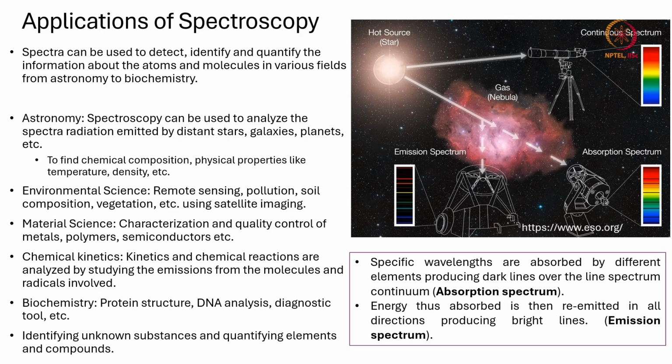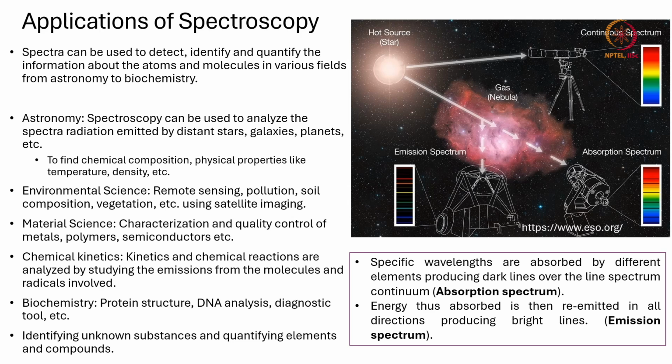Spectra can be used to detect, identify and quantify the atoms and molecules in various fields, from astronomy to biochemistry. In astronomy, spectroscopy can be used to analyze the radiation emitted by distant stars, galaxies, and planets. This can be used to find the chemical composition and physical properties like temperature, density, etc. of distant astronomical objects. In environmental science, remote sensing of pollution, soil composition, vegetation, etc. can be obtained using satellite imaging, and this also works based on spectroscopy.